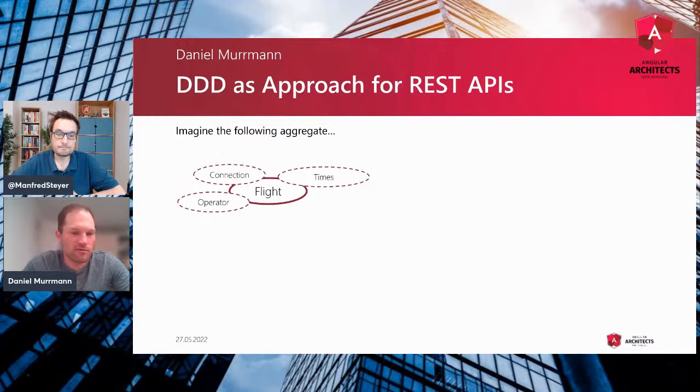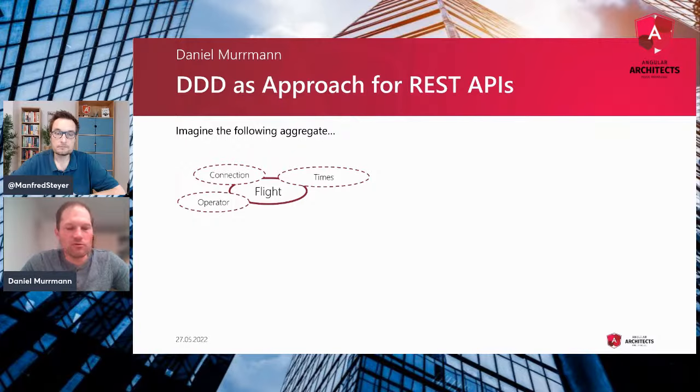And all this together is called an aggregate. And DDD defines that an aggregate needs to keep its consistency. And we can only keep consistency on the level of an aggregate, not on the level of an entity, and also not on the level of a connection. For instance, if we calculate the times depending on the connection, then this is only possible if we have the connection and the times object. Otherwise, it is not possible.